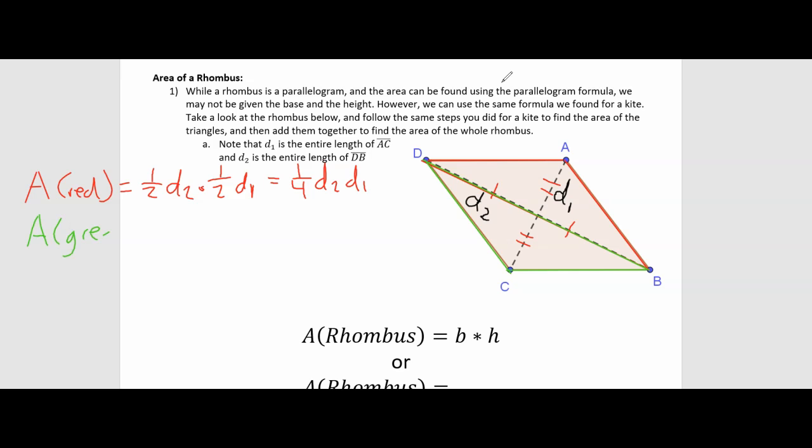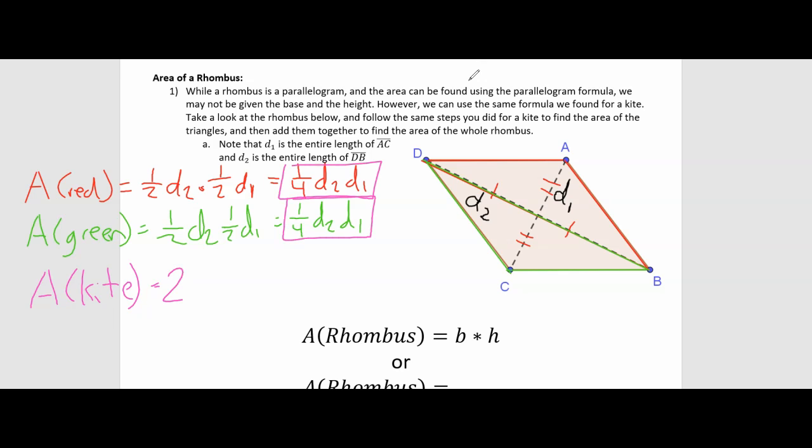The area of the green is the same. 1/2 times D2 times 1/2 times D1 gives us 1/4 D2 D1, which means the area of a rhombus is 2, because both of these are the same, right? We're adding them together. So 2 times 1/4 times D1 D2, which gives us 1/2 times D1 times D2. So it does end up being the exact same formula as for a kite. Take 1/2 of the product of the diagonals.